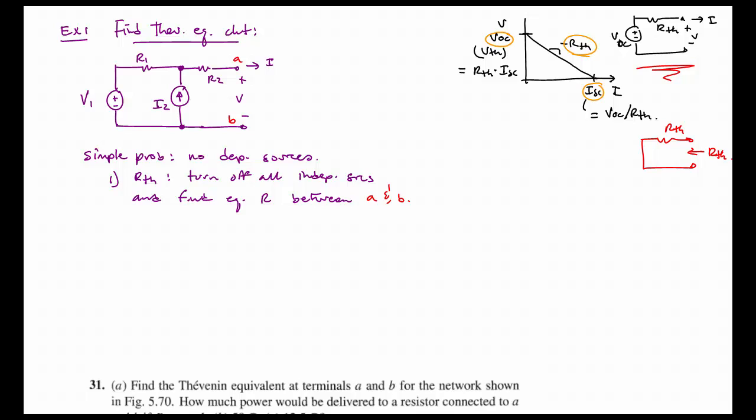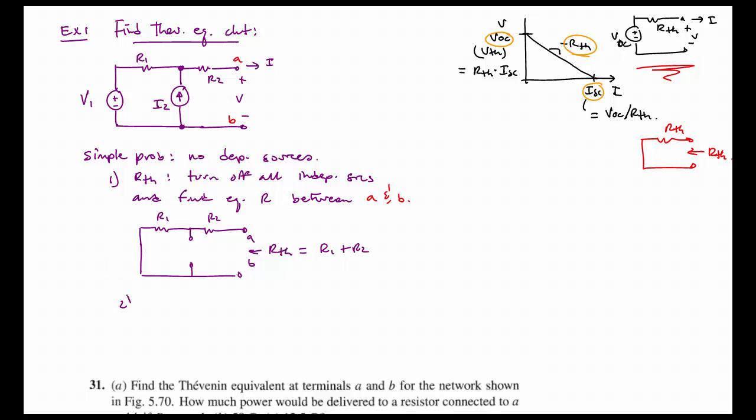So let's do that. We're going to have a short for V1. We're going to have an open for I1 or I2, right? And now we look in between A and B, and what do we see? R Thevenin is simply going to be equal to the sum of R1 and R2.